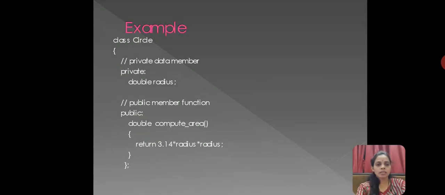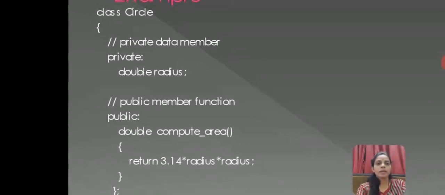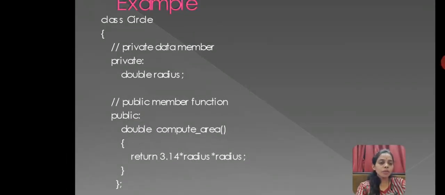See, it is given here. And one more thing: if you do not specify any access specifier, then by default all the data members and member functions will be of which access specifier? Private. By default it is private. Now here it is given private double radius. Radius is made private.